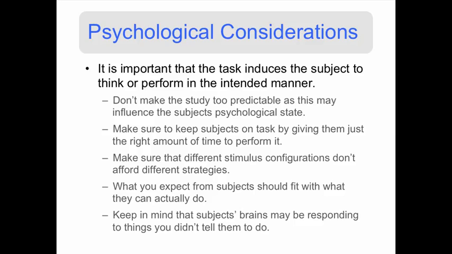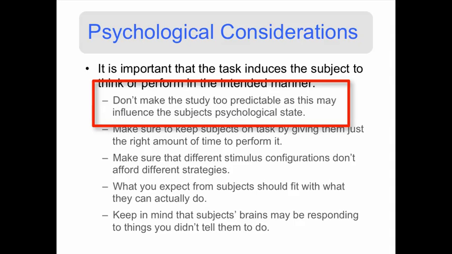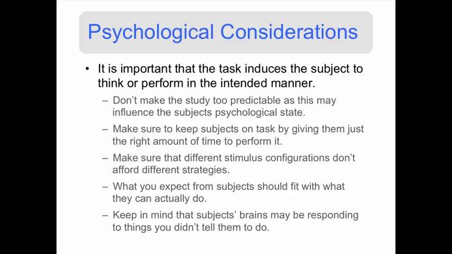So basically, if we want to study a certain psychological state, we have to make sure that the subject are actually experiencing that state. So it's important that the task induces the subject to think or perform in the manner that we intend. So there's a lot of things that we have to take into consideration. The first is that you don't want to make the study too predictable, as this might influence the subject's psychological state.